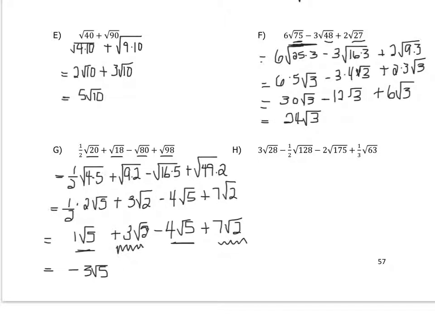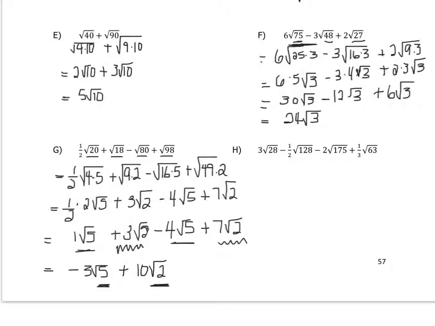And then we have 3 root 2 plus 7 root 2 would be plus 10 root 2. So 1 root 5 minus 4 root 5 is negative 3 root 5, and 3 root 2 plus 7 root 2 is 10 root 2. And that's as much as you can do with that, because these are broken down as far as they can be. They are simplified radicals, and root 5 and root 2 are not like radicals.